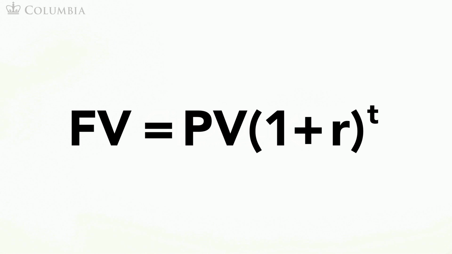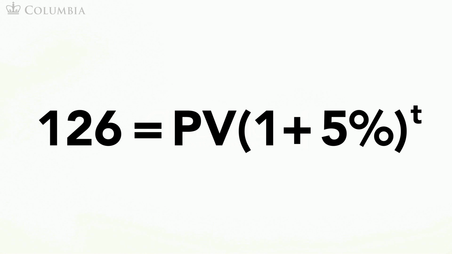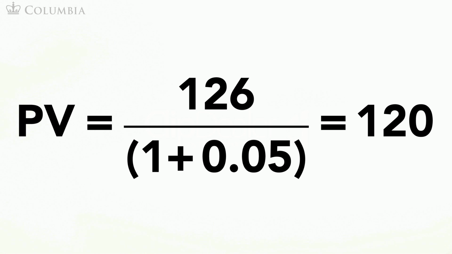Clearly, this problem is very similar to the previous one. The difference here is that you know both the future value you want to achieve and the rate of return, and all you need to figure out is the amount of money to deposit today. We can use the future value formula to solve this problem. Here is the formula. We replace the future value with 126, the rate of return with 5%, the number of periods with 1, and solve for the present value. Rearranging this equation and solving leads to a present value of 120.